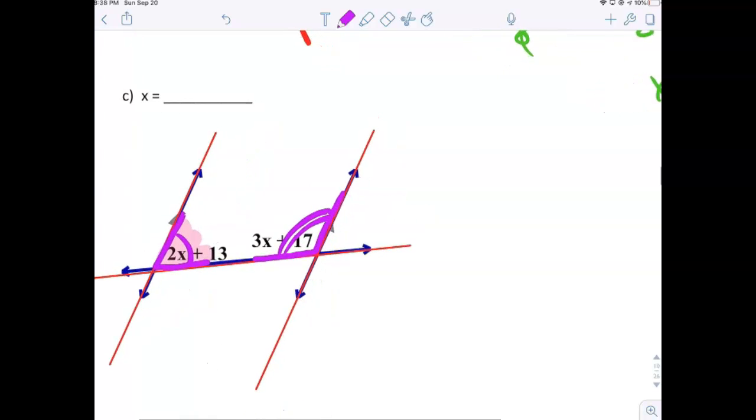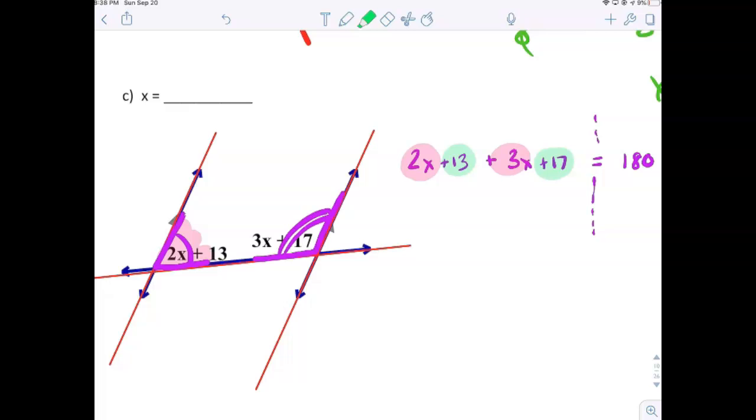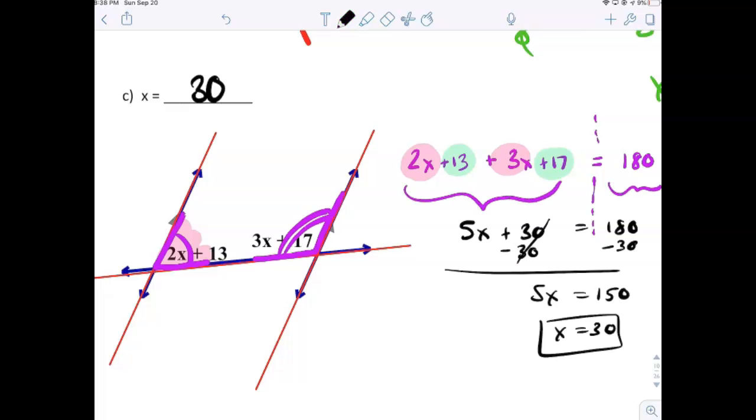And when angles aren't the same, you add them up together and they equal 180. And then we'll combine like terms over here and here, and you can solve it from there. The numbers came out sort of nice here. You had 5x plus 30. Subtract 30, you get 150. Divide by 5 and you get 30.